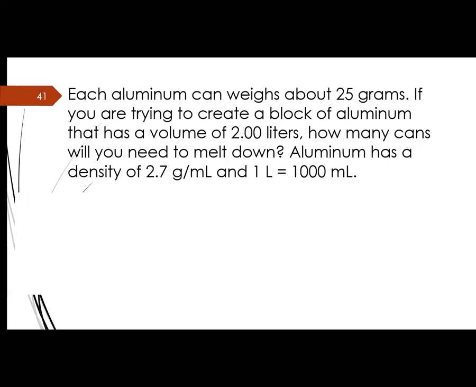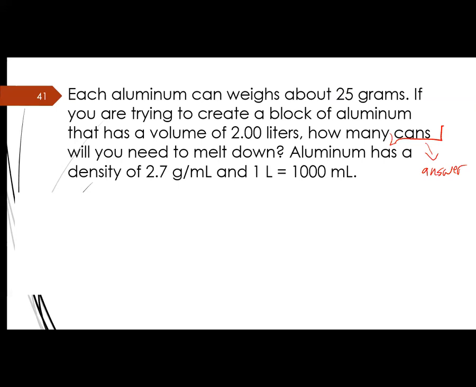Now this one gets a little bit harder. In this case, we know that each aluminum can weighs about 25 grams. If we're trying to create a block of aluminum that has a volume of 2 liters, how many cans will we need to melt down? And then aluminum has this density. So there's kind of a lot going on here. So we might need to organize. What we're looking for is cans. This is going to be what our answer should be in.